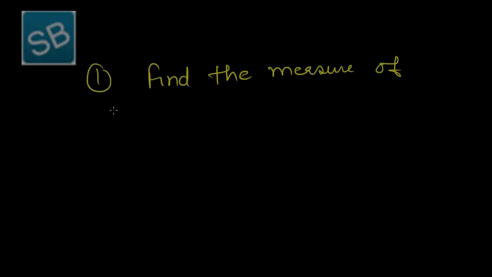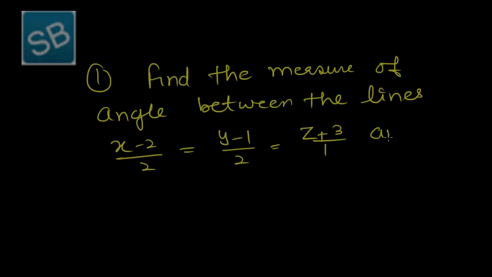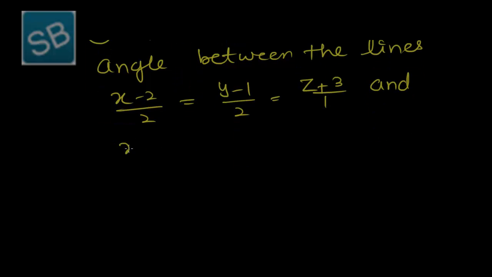Now we are going to solve problems based on the measure of angle. The first one: find the measure of angle between the lines (x minus 2) over 2 equal to (y minus 1) over 2 equal to (z plus 3) over 1, and (x plus 2) over 4 equal to (y minus 4) over 1 equal to (z minus 3) over 8.